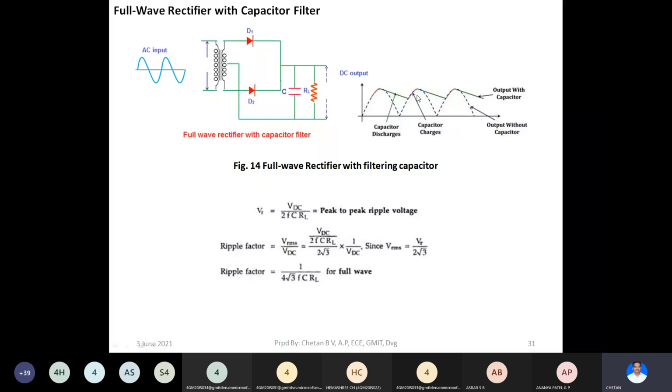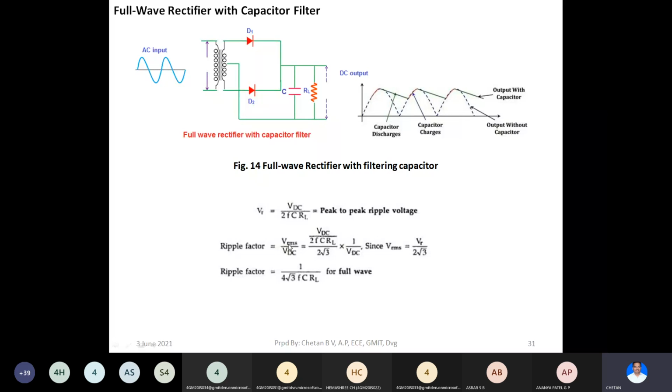VR is nothing but this voltage from this peak to this value. From peak to this is VR. So the peak to peak ripple, or ripple voltage, VR is VDC divided by 2FCRL, and the ripple factor for this is VRMS by VDC, and VRMS is VDC divided by this value, right? So the RMS value of this waveform you have to take.